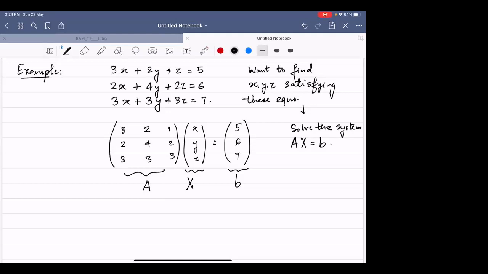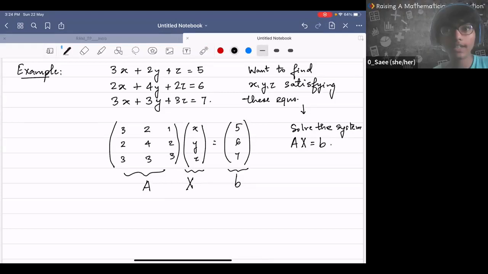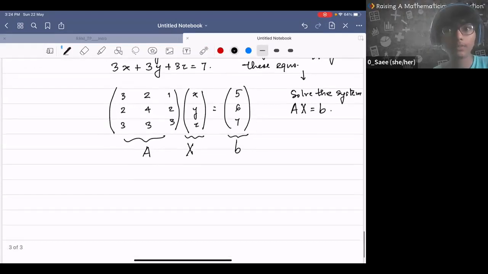Is there some kind of noise? Yeah, Nishit. Yeah, now it shouldn't be there.